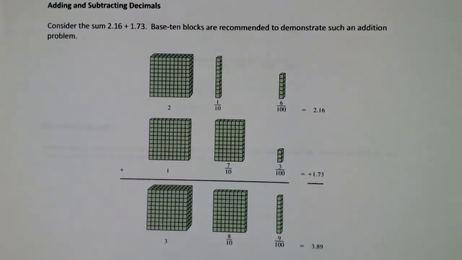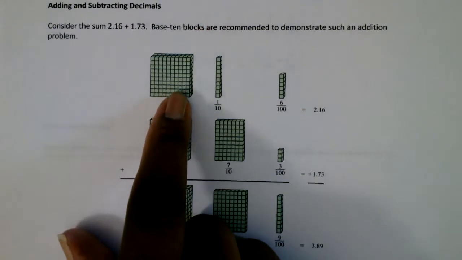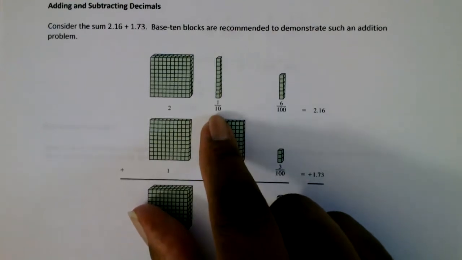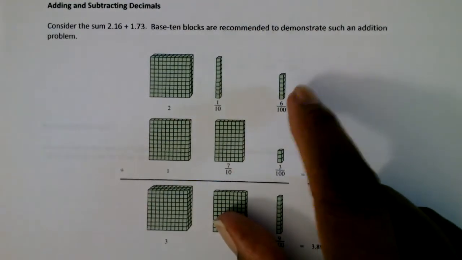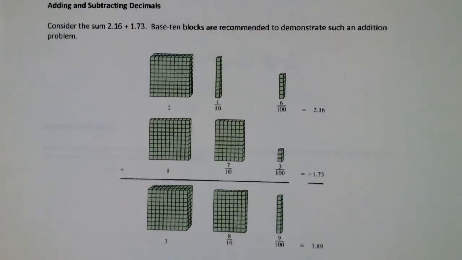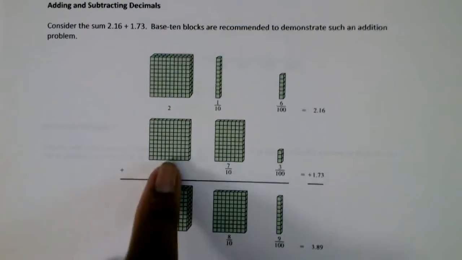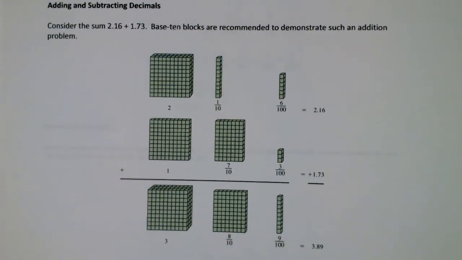So let's consider this sum, 2.16 plus 1.73. And here we can use base 10 blocks to demonstrate such an addition problem, okay? So in this case right here they're using 2 flats to represent the number 2, the 1 long to represent 1/10, and 6 unit cubes to represent 6/100. And then we're going to add to it 1 long, 1 flat, 7 long, and 3 unit cubes for 1.73.